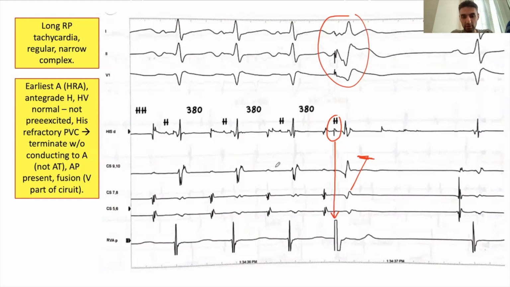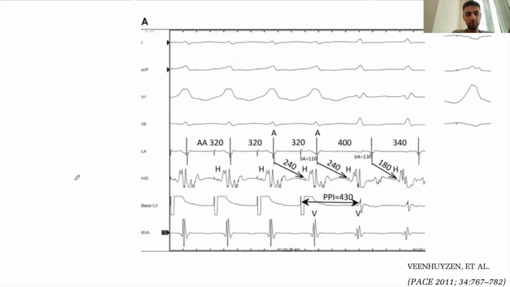So long RP tachycardia, regular, narrow complex tachycardia, earliest A is at the His. So there's antegrade H. H came on time and with similar morphology, so you know it's orthodromically captured His. If you captured the His retrogradely, then the His probably would change in morphology. So this is another evidence that the His was antegrade. Not a pre-excited tachycardia. His refractory PVC terminated it without conducting to A, so you know it's not atrial tachycardia, there must be an accessory pathway present, and there's fusion, so hence V is part of the circuit. And again, in this case, probably a right accessory pathway.